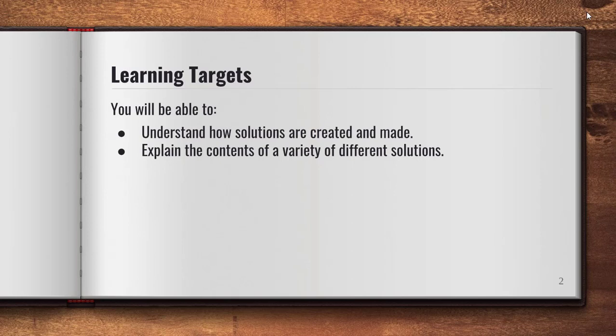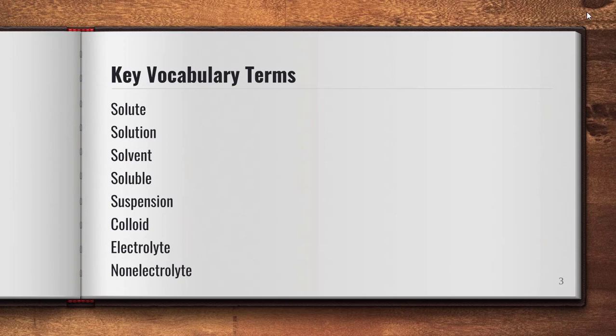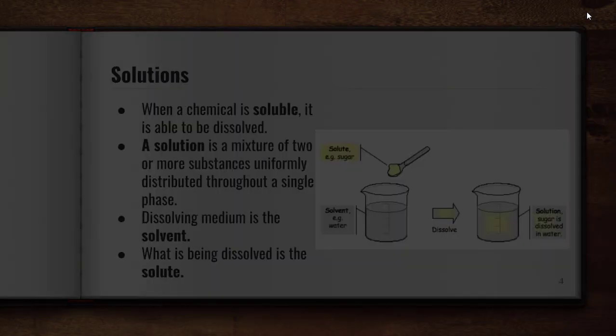Today, hopefully you will be able to understand how solutions are created and made and also be able to explain the contents of a variety of different solutions. So for this particular unit, we have quite a few vocabulary terms that we are going to dive into. No pun intended, because we're in the solutions unit. We're going to be talking about solute, solution, solvent, soluble. All those words sound very familiar, but do have different meanings. We'll talk about suspensions, colloids, electrolytes, and non-electrolytes.